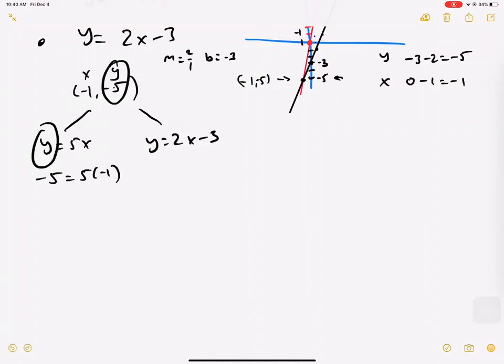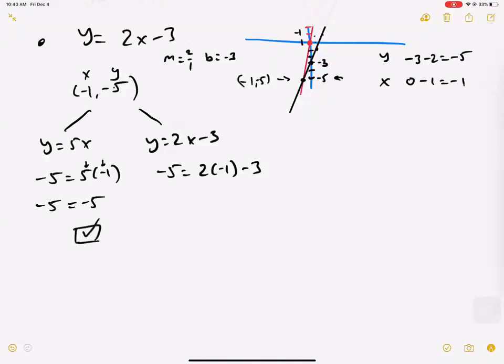Just rewriting this. A big deal about math is being confident in rewriting. Plug in and rewrite. On the right side, negative 5 is equal to 2 times negative 1 minus 3. 5 times negative 1 is negative 5. Okay, it worked for my first equation. That's a win. Does it work for my second equation? This is negative 5 equals negative 2 minus 3. You owe me 2, you owe me 3. You used to owe me a lot of money. You owe me 5. And yes, that is also true.